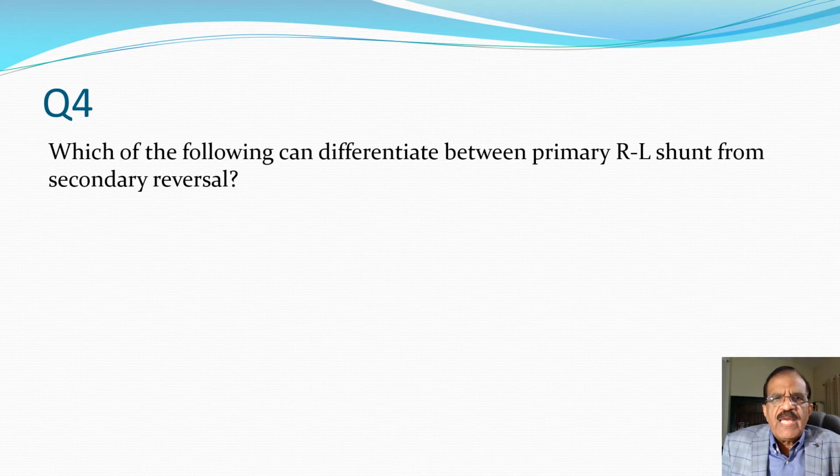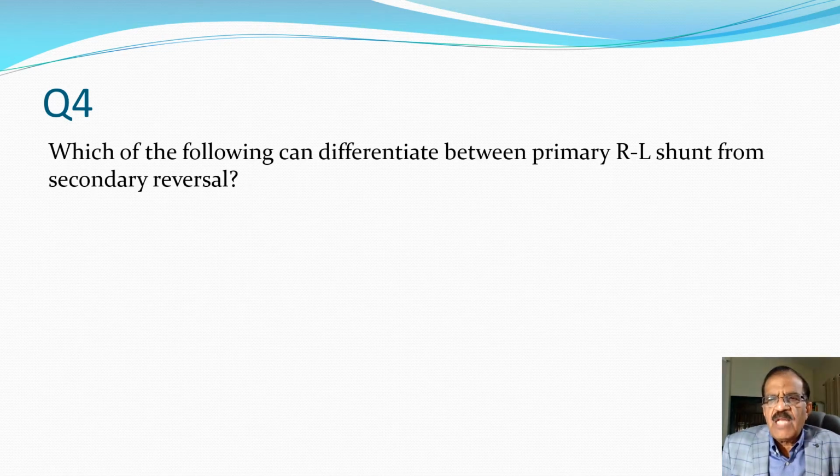Which of the following can differentiate between a primary right to left shunt and a shunt which was primarily left to right but has now reversed? This is called Eisenmenger complex. All left to right shunts may reverse if not treated at an early age. There is progressive pulmonary hypertension and there is reversal of the shunt.